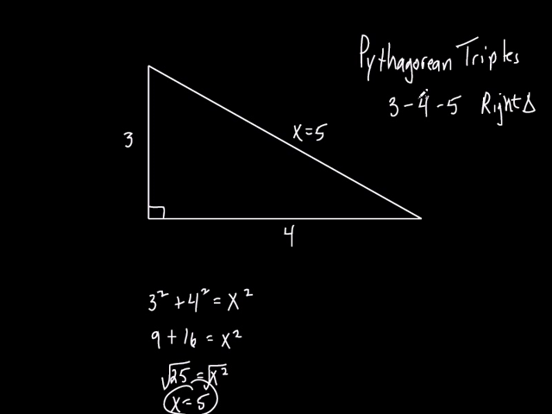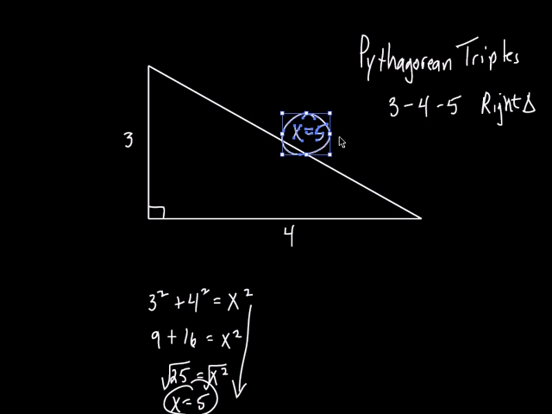A lot of times on standardized tests, like on the SAT or things like that, they'll work with Pythagorean triples, and sometimes it'll save you a lot of trouble. Instead of going through all this mess right here to figure out what this was, if you recognize that one leg is 3, the other leg is 4, the hypotenuse will always be 5. So that's really, really nice.